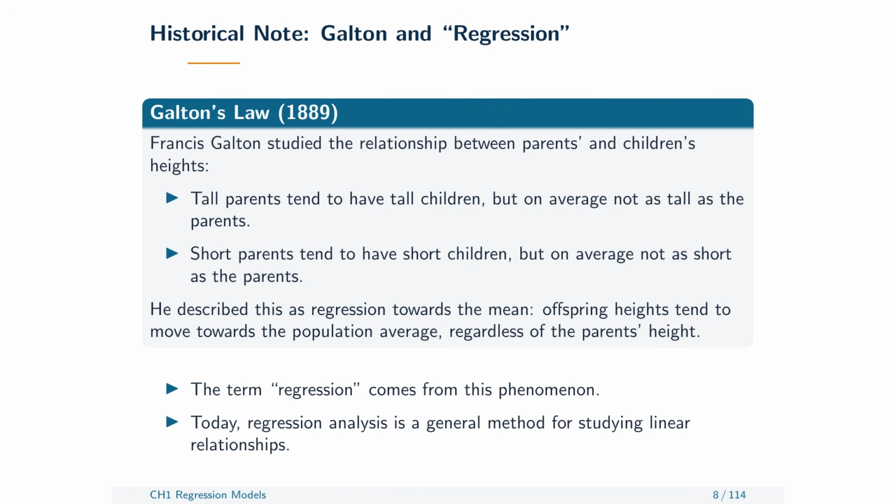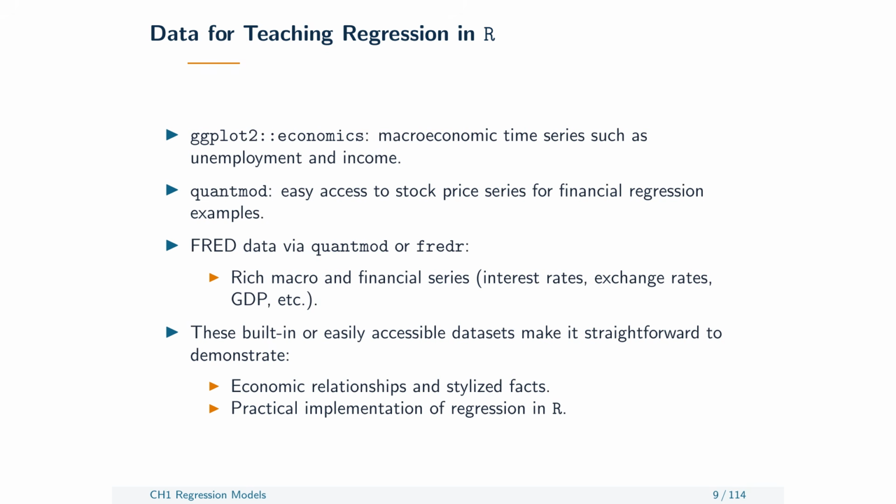The word regression has a historical origin in work on heights across generations. Very tall parents tended to have tall children, but the children were usually closer to the population average. A similar pattern appeared for very short parents. Today, regression is a general method for studying conditional relationships, not a claim that every variable must move toward its mean.